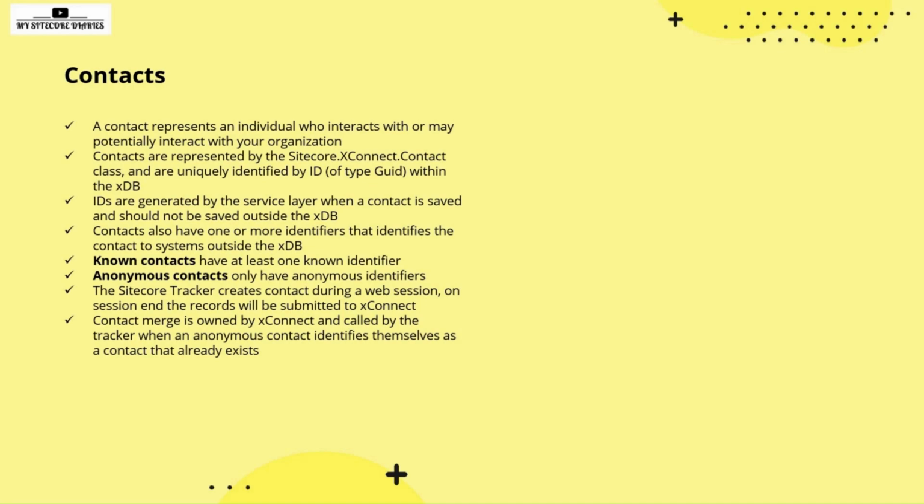xConnect is responsible for doing the contact merge. So what is contact merge now? Contact merge is a process where your anonymous contact identifies themselves as a contact that already exists. So you already have a known contact, and your anonymous contact is browsing your website and is stored in the session. Once the session ends, it is thrown to xConnect. Now you have the same user, the same contact, but maybe with different details in an anonymous contact. So xConnect identifies that this is the existing contact and merges it, so that we can have only one contact there.